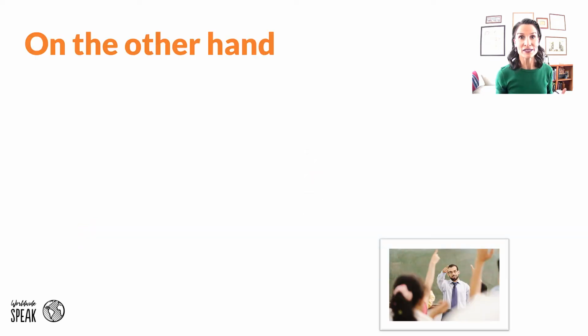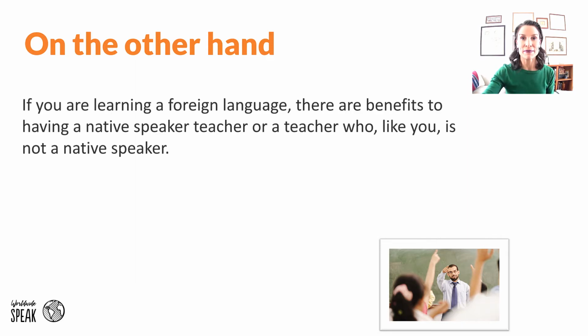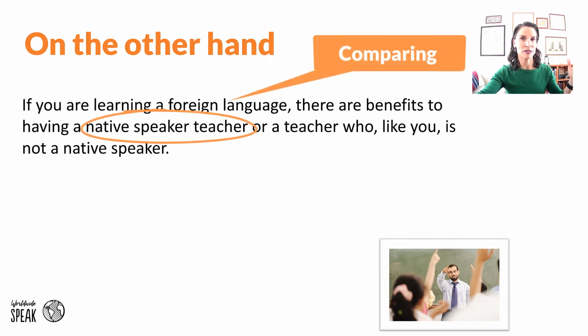So now let's look at on the other hand. This is a very useful expression when you are presenting two sides of something. So let me give you an example here. Here's the background. If you are learning a foreign language, there are benefits to having a native speaker teacher or a teacher who, like you, is not a native speaker. Okay, so I'm comparing two things, native speaker teacher and not a native speaker teacher.